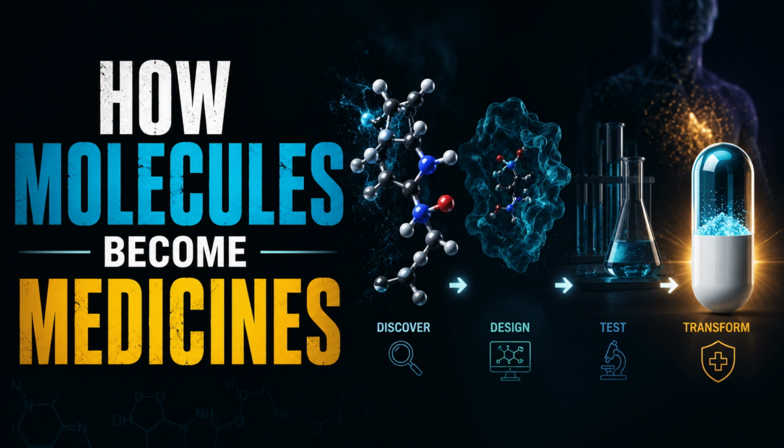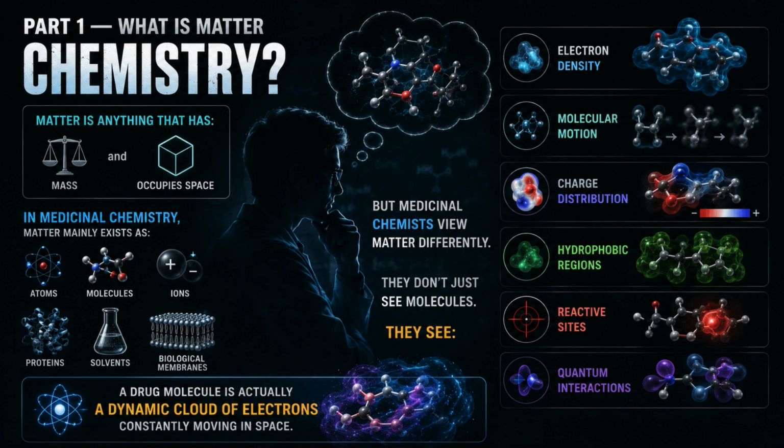What if a tiny molecule could save a human life? From the lab bench to the pharmacy shelf, this is the incredible journey of how molecules become medicines. Matter is anything that has mass and occupies space. But in medicinal chemistry, matter becomes far more complex. Drugs are built from atoms, molecules, ions, proteins, solvents, and biological membranes.